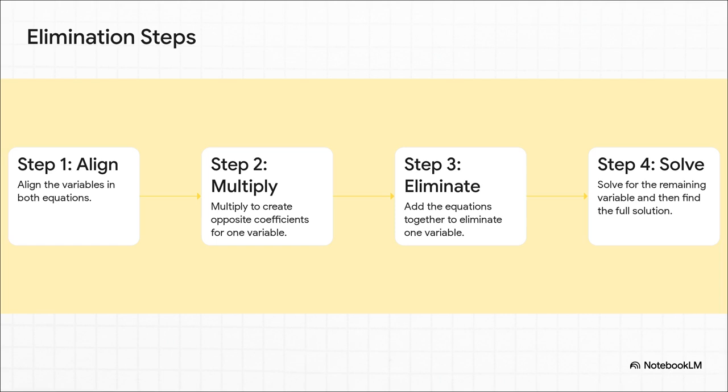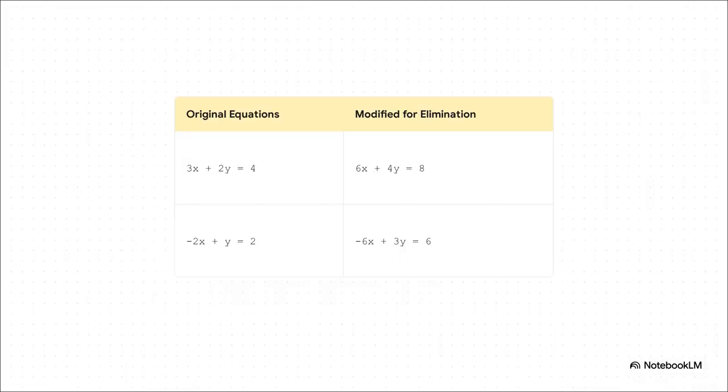When you add them up, that variable cancels out, and the rest is easy. Let's look at this one. On the left, you see our original clues. Now, to get rid of the x's, we need their numbers, the coefficients, to be opposites. So we multiply that entire top equation by 2 and the whole bottom equation by 3. And look what that does. Now we've got a positive 6x and a negative 6x, perfectly set up to be eliminated.